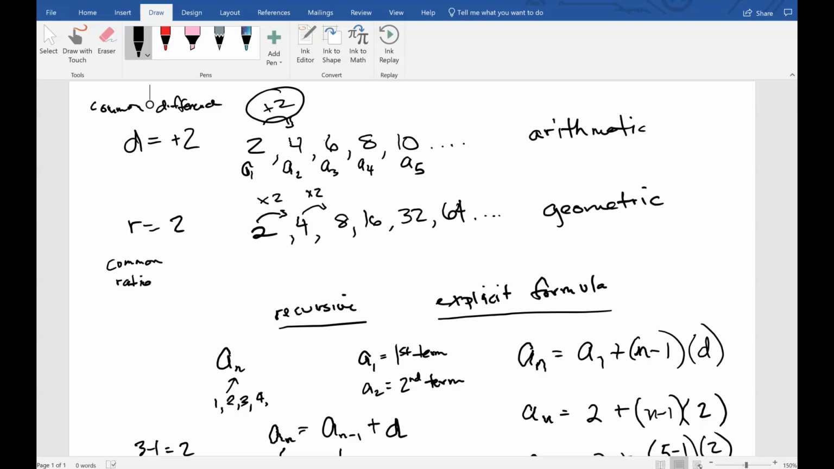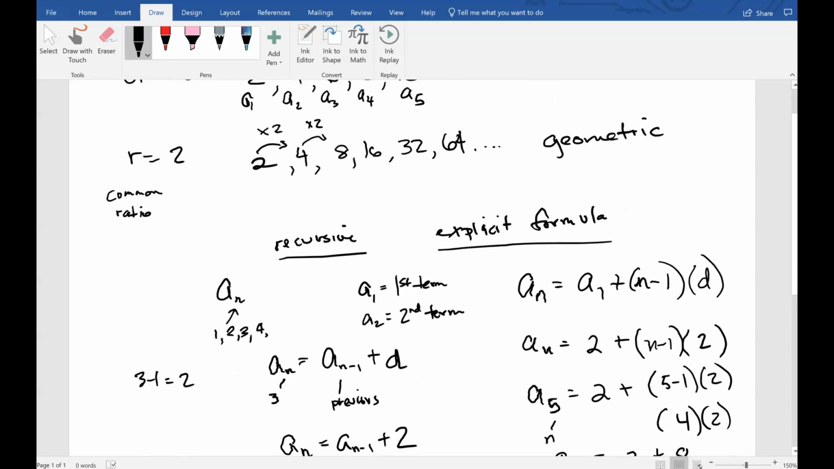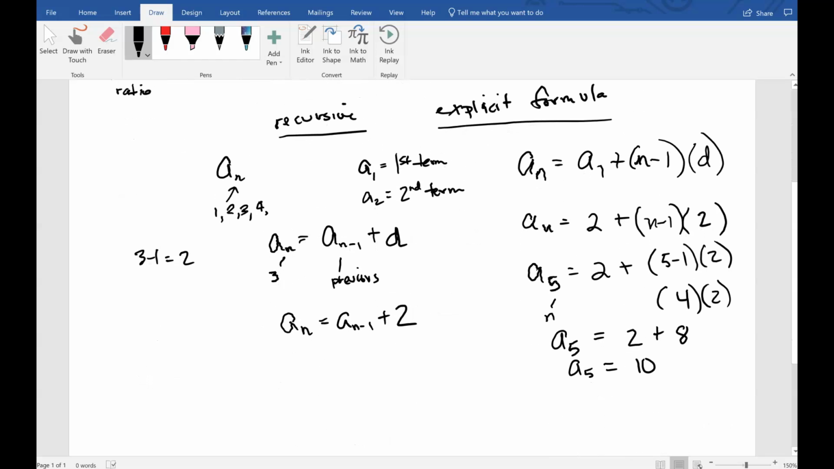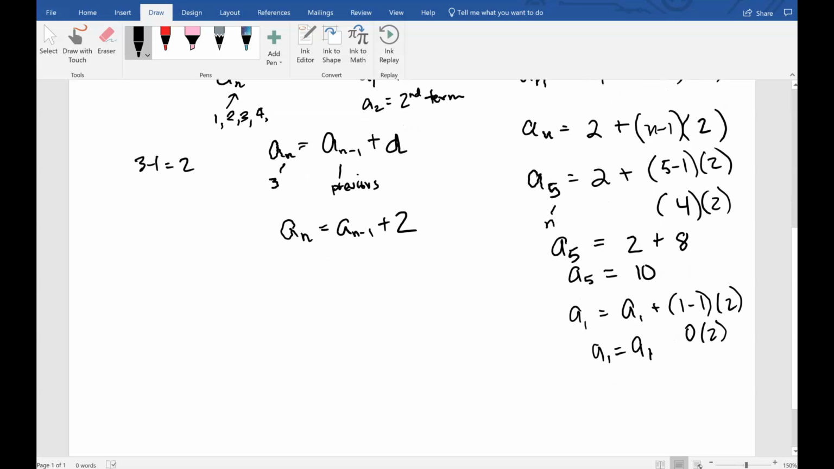Okay, so why do we use n minus 1? Let me try to explain it this way. For our first term, according to this equation, if we plug in 1 minus 1 times 2, we get 0 times 2. So basically all this says is that the first term will be the first term. And as you move down the list, it makes a little bit more sense.